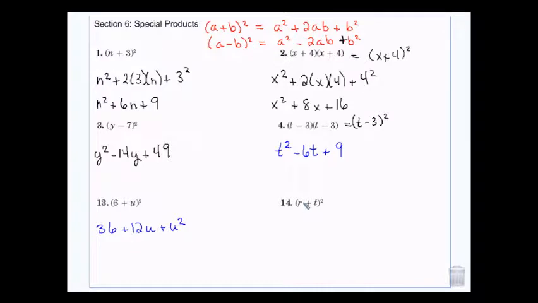And it doesn't matter if they're both letters. r squared, 2 times r times t, and then t squared. So the first and last parts in your answer are squared and squared. And then the middle part is 2 times the first one times the second one. That's the pattern.